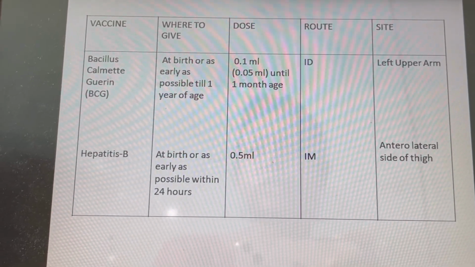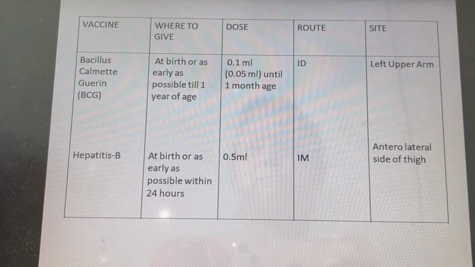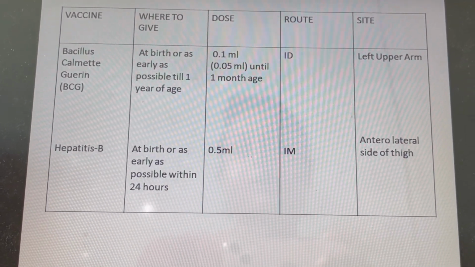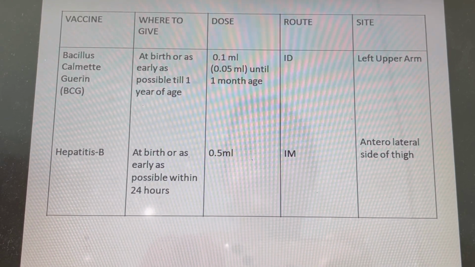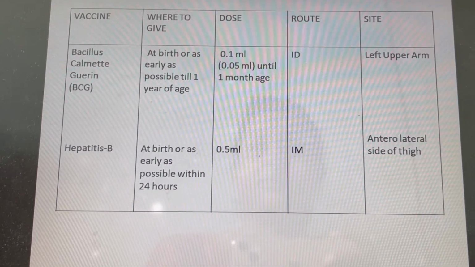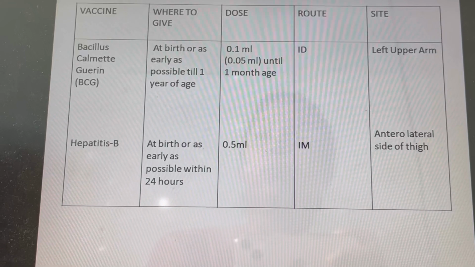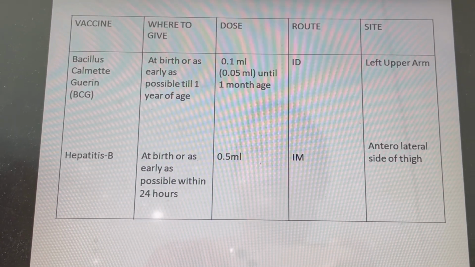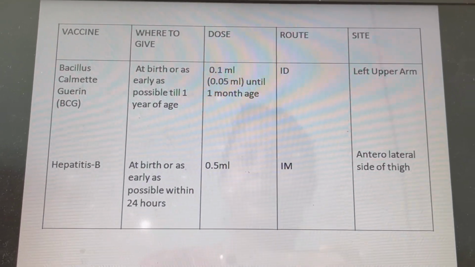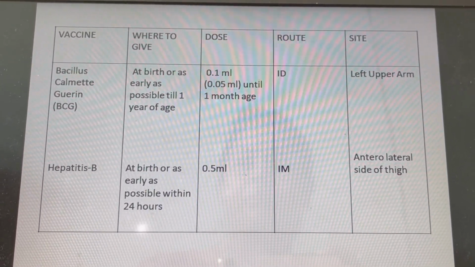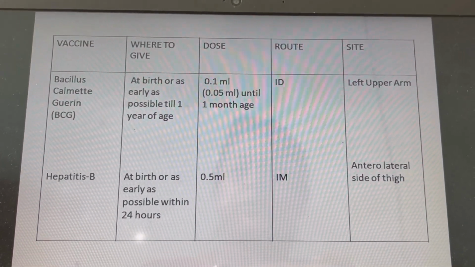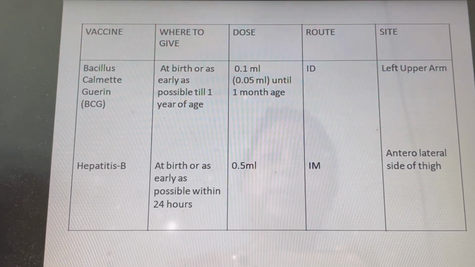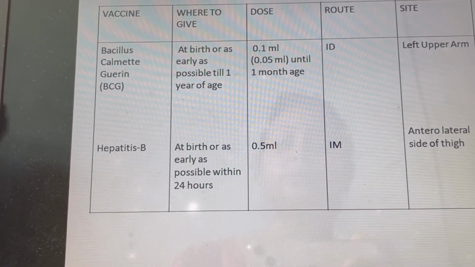Then in this BCG vaccine, the most important question is what dose you are going to give. Till 1 month you have to give 0.05 ml. After 1 month till 1 year you have to give 0.1 ml. If you want to know in detail about the BCG vaccine, I have already made one video, because BCG is a very important topic which will come in any entrance exam, and you can understand from that video what important questions might come up.